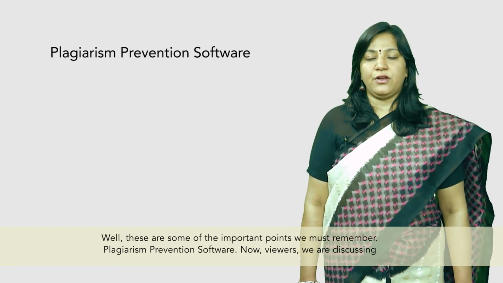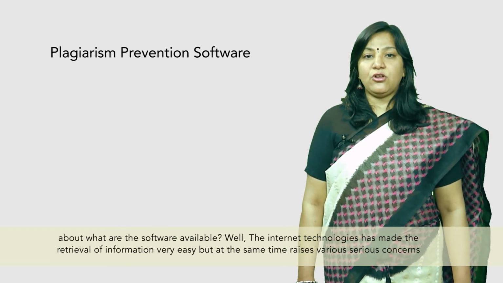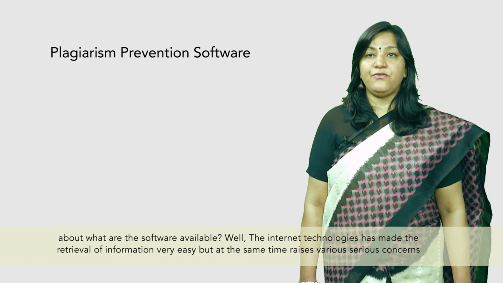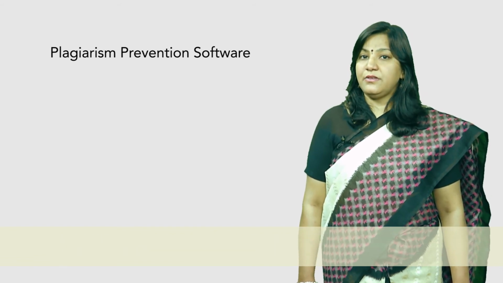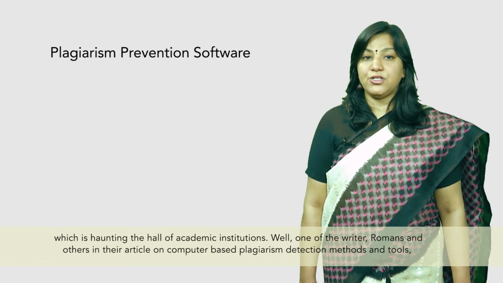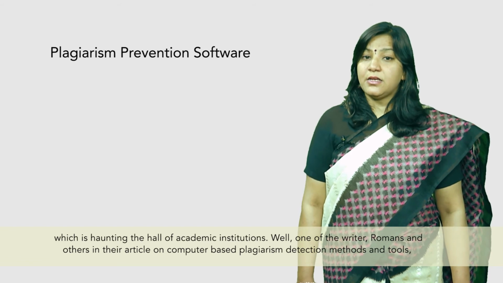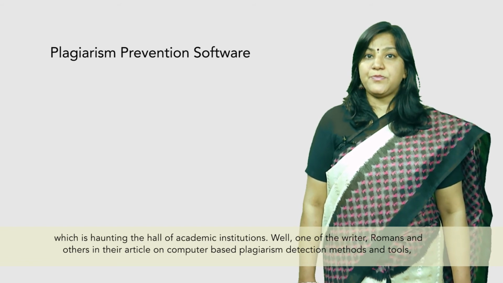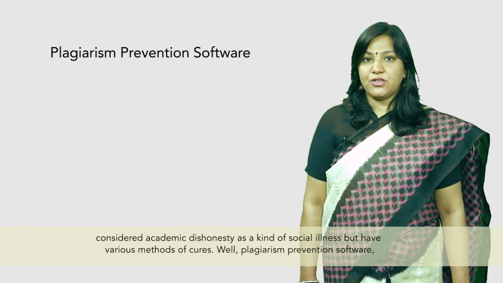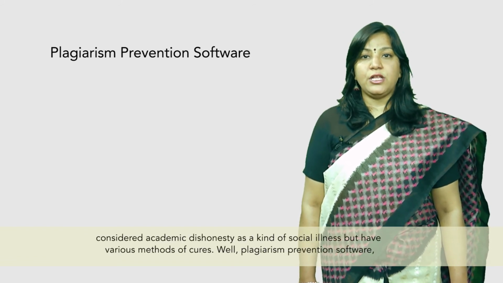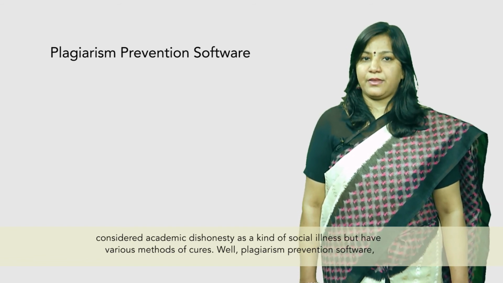Plagiarism prevention software. Now viewers, we are discussing what software is available. Well, internet technology has made the retrieval of information very easy, but at the same time raises various serious concerns which are haunting the halls of academic institutions. One of the writers, Romans and others, in their article on computer-based plagiarism detection methods and tools, considered academic dishonesty a kind of social illness, but one that has various methods of cure.